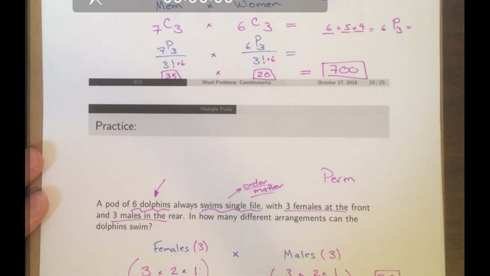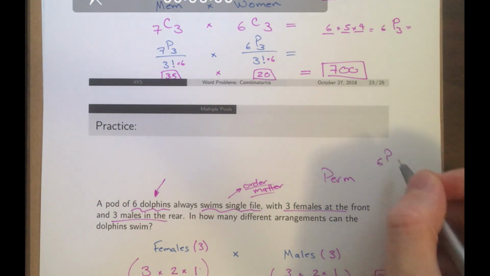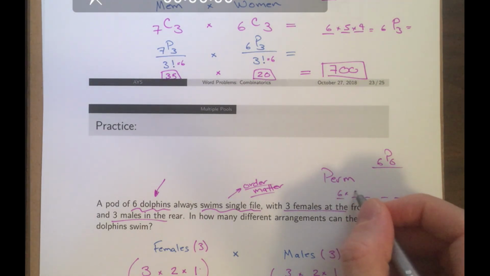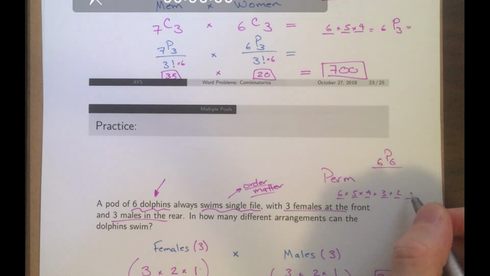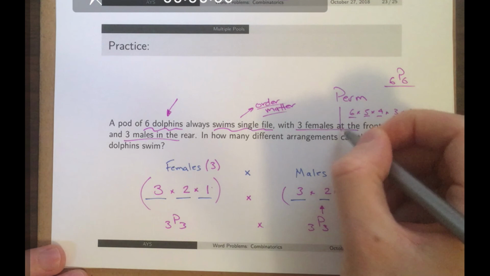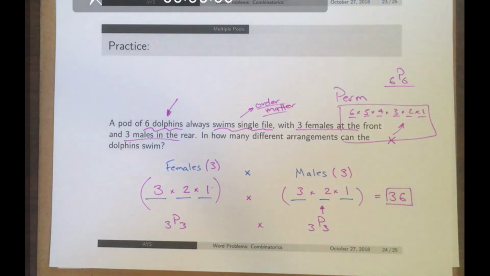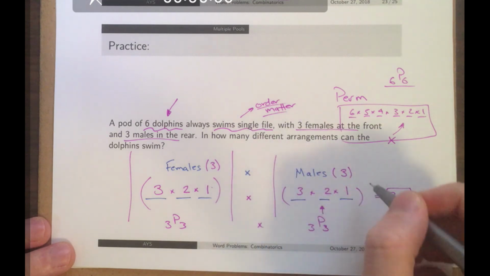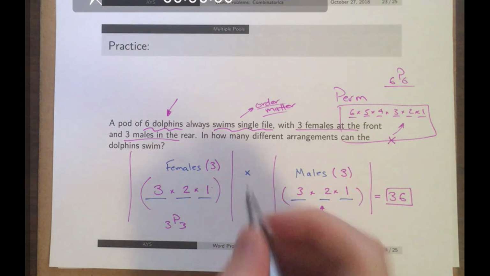If you look at this last question and you say, oh, well, order does matter. There's 6 dolphins and there's 6 spots. The answer is 6P6. You'll get the wrong answer, right? 6P6 means you make 6 chairs, 6 times 5 times 4 times 3 times 2 times 1. That's not the same thing as 3P3 times 3P3. This is going to be the wrong answer. So when you have multiple pools, men and women are being taken care of separately, then you have to treat it that way. So solve the question as if it was just talking about the females, solve the question as if it was just talking about the males, and then you multiply them.